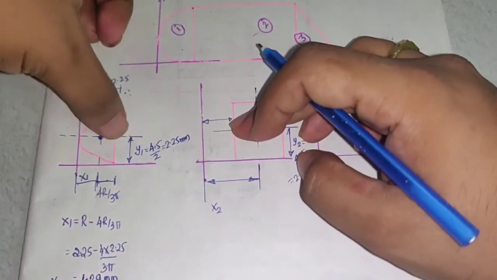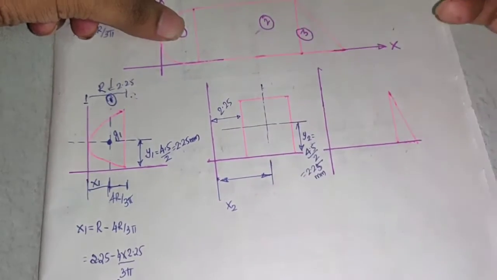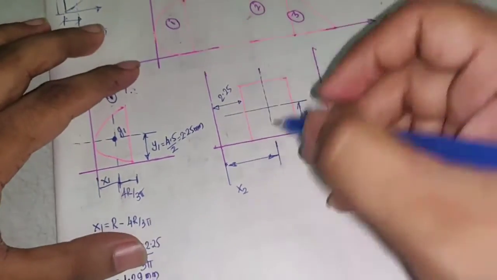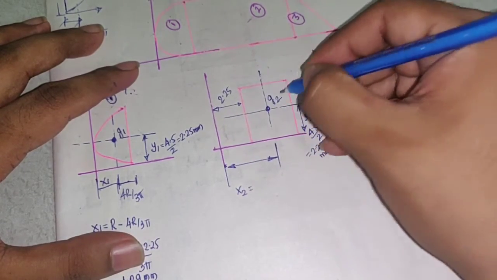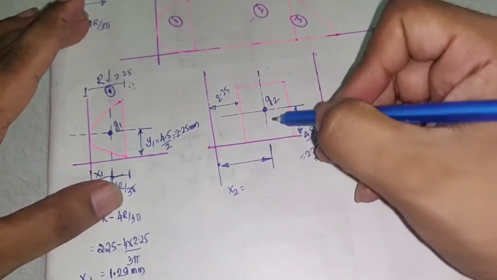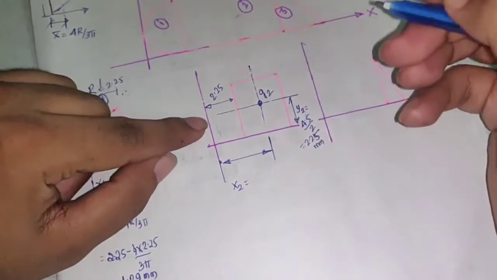This distance is same as the radius of semicircle. So this distance is what? 2.25 mm. But I want x2 distance from what point to what point? So this is point G2, which is centroid of only rectangle. So I want from this centroidal distance to this reference axis. What is the value of x2?